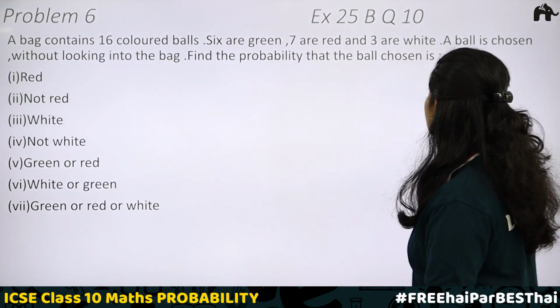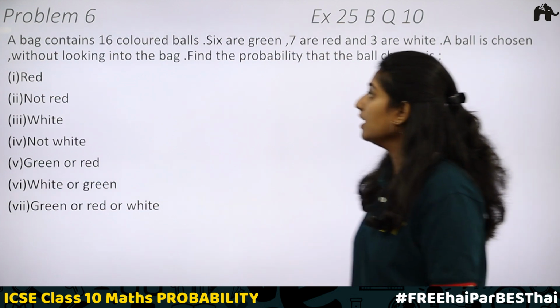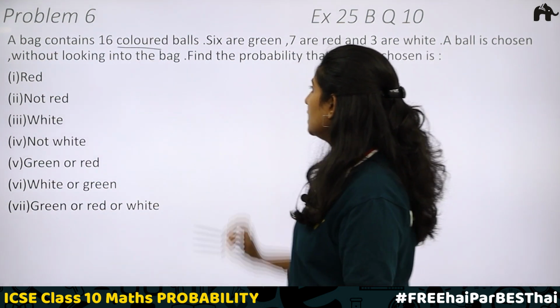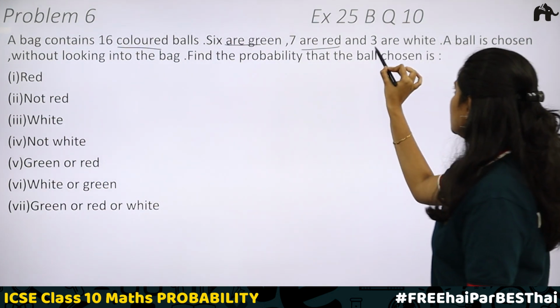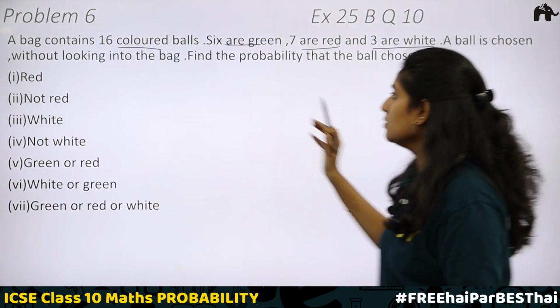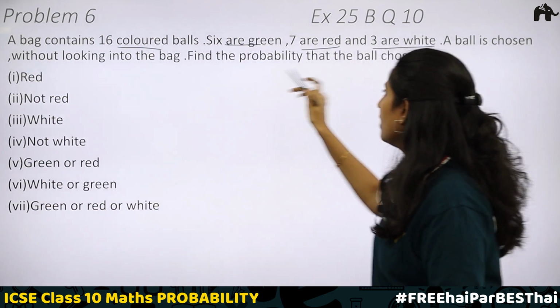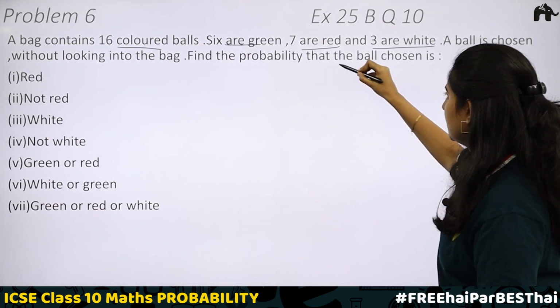Next, problem number 6, question 10 of exercise 25B. A bag contains 16 colored balls. 6 are green colored, 7 are red and 3 are white. A ball is chosen without looking into the bag. Find the probability that the ball chosen is.